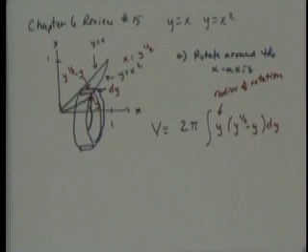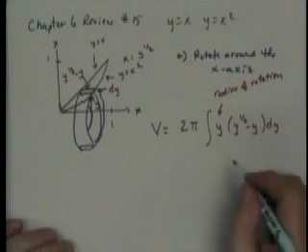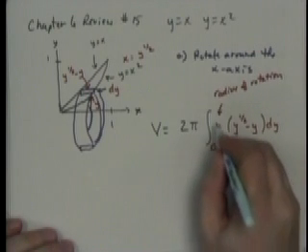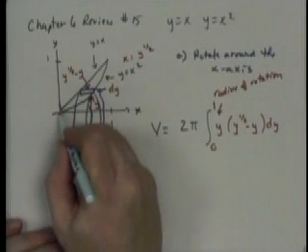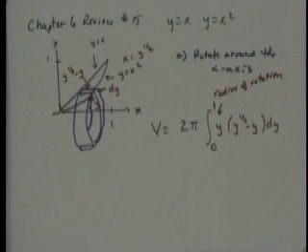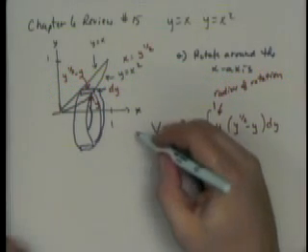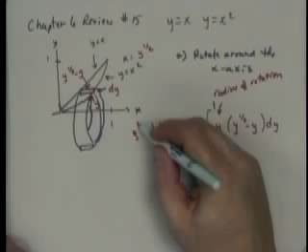What do you think? The setup's the key. I don't think you guys are as worried about how to integrate that now that I got it. And what should my limits be here then? 0 to 1, right? The y value starts at 0 and goes up to 1 for my region. Okay? This was the shell technique.